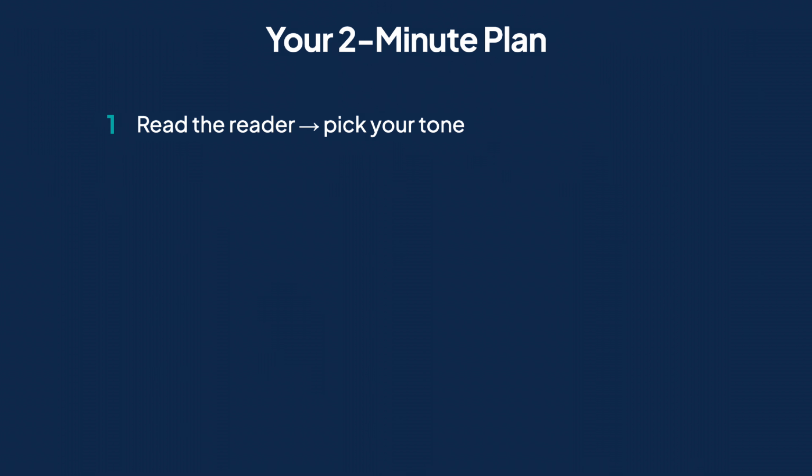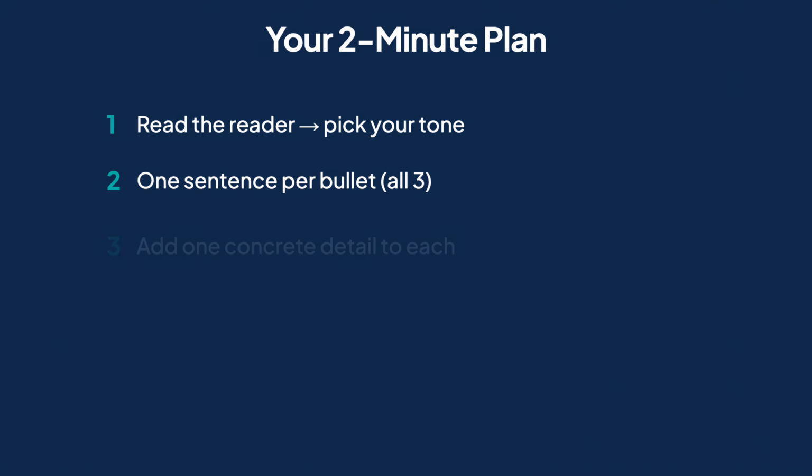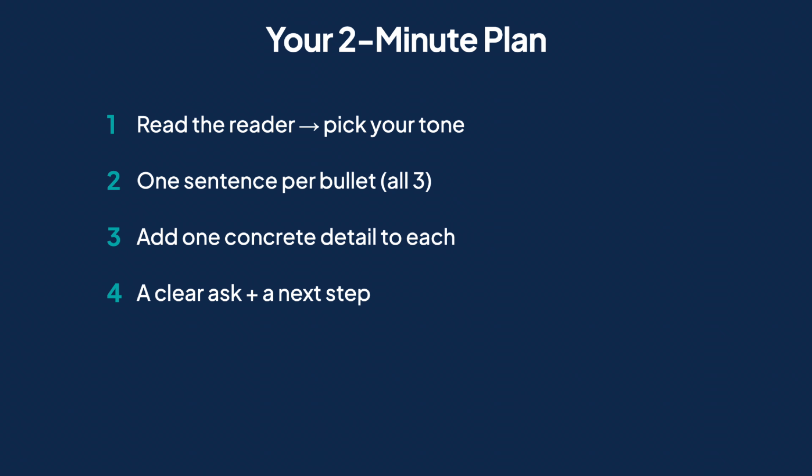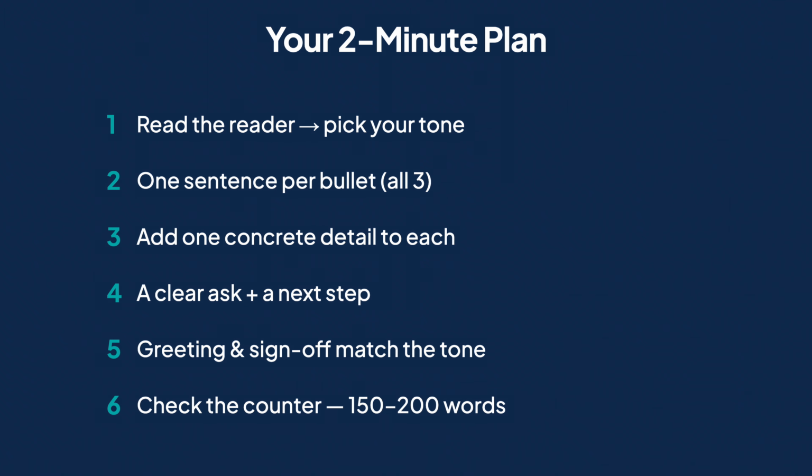This is the checklist. 1. Read who you're writing to and pick your tone, formal or friendly. 2. Write one sentence for each of the 3 bullets. 3. Expand each with one concrete detail. 4. Add a clear ask and a next step. 5. Make your greeting and sign-off match the tone. 6. Check the counter. It should be between 150 and 200.